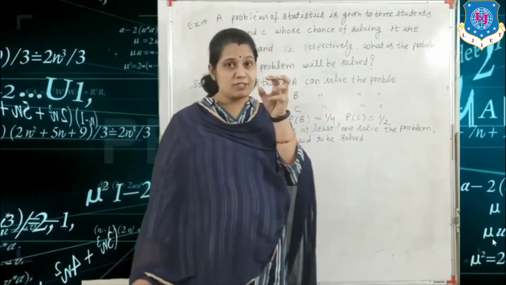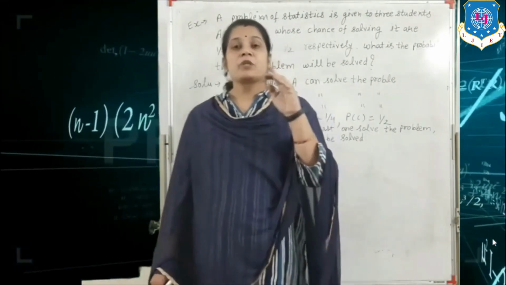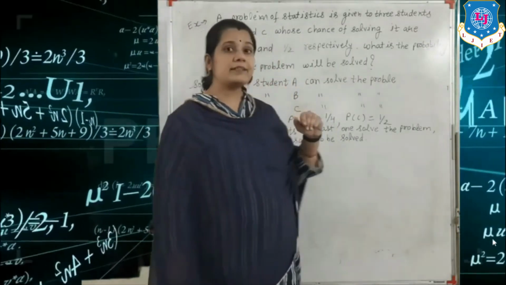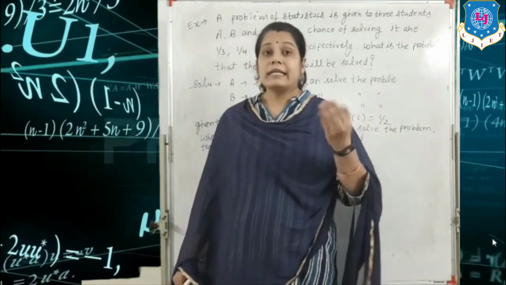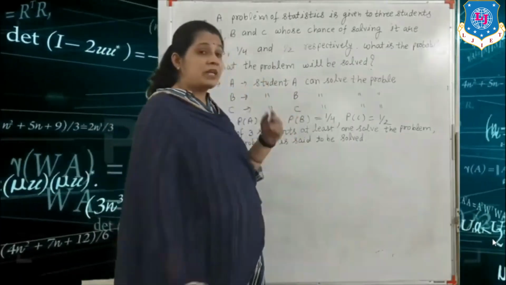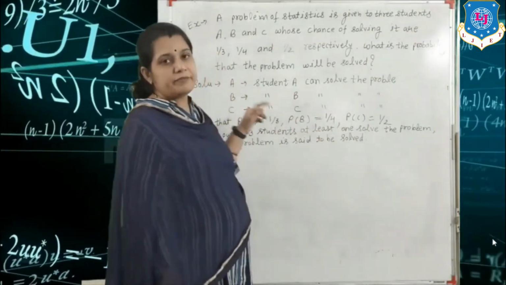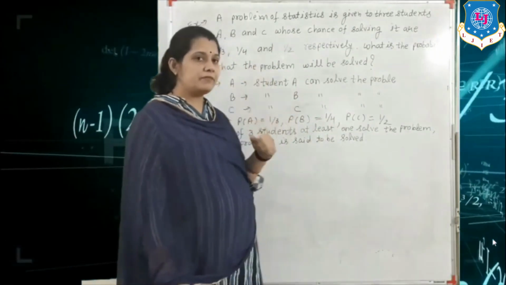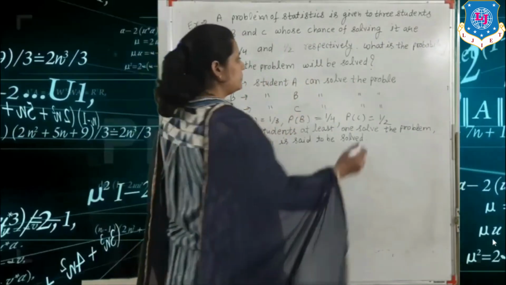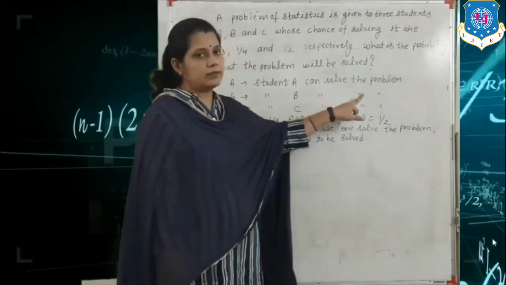This question is very logical because we are given one problem to be solved by three students, and we find the probability that the problem will be solved. In this question, if any one student can solve the problem, then we can say that the problem will be solved. So first we define the following terms. Number one, A: student A can solve the problem. Next, B: student B can solve the problem.